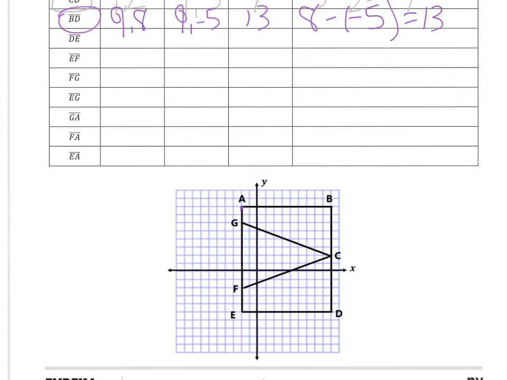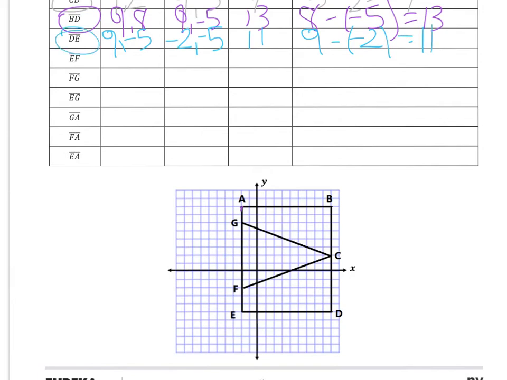All right, how about DE? So let's find out. We got point D going horizontally to point E. So we already know D's at 9, negative 5, and let's figure out E. Well, E's down here, so let's see, 1, 2, but then we're moving left, so that's a negative 2, and then also a negative 5, which gives us a distance from 9 all the way to negative 2 of 11. And how do we prove it? 9 minus negative 2 just so happens to equal 11.